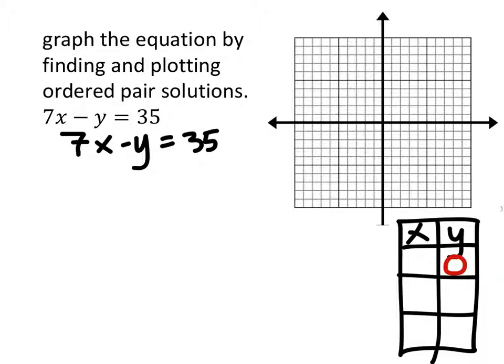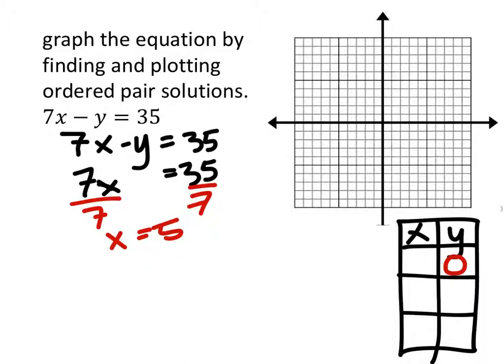So I'm going to replace y with 0, which should give me something a little bit easier to work with. If I do that, then I get 7x equals 35, because my y disappears as a phantom 0. Then I'll divide both sides by 7, and I got x is 5. So I got a point at 5, 0, about right there.